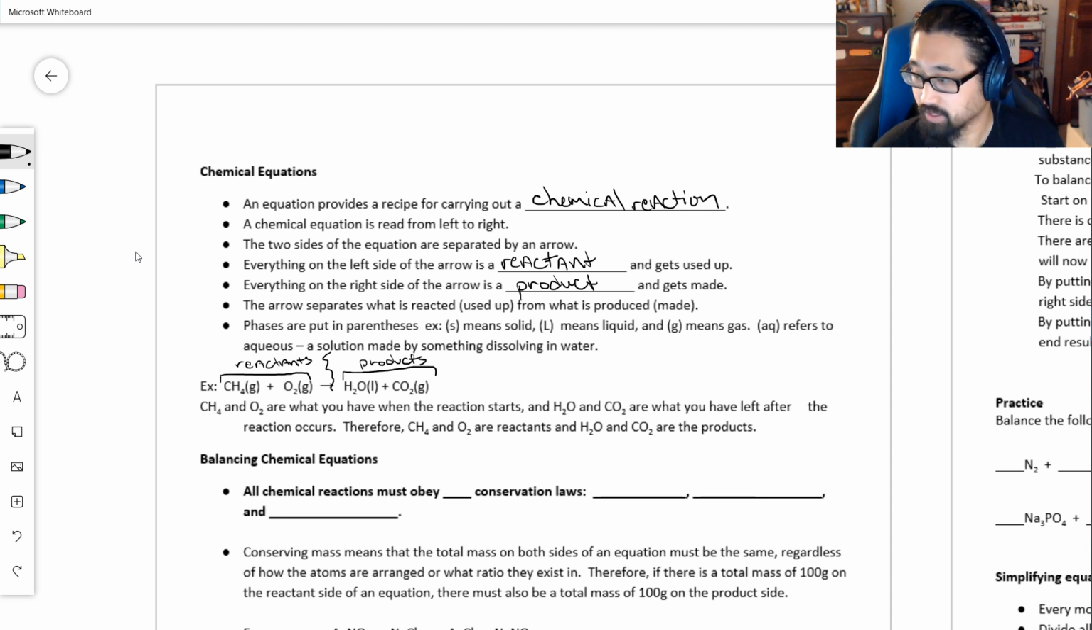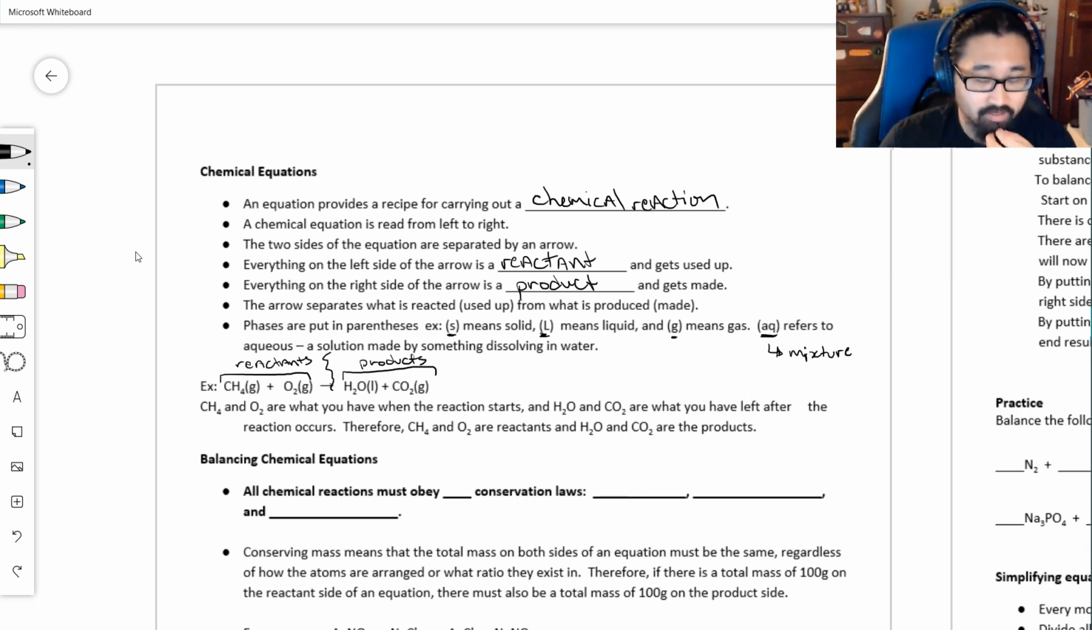Right? The phases are things that we put in parentheses. So S, L, and G, solid, liquid, gas. AQ refers to something dissolved in water. This also implies that what we have is a mixture. All right? So just a note for future reference, because that's a very easy way to tell which of the following is a mixture. If they give you those phases, AQ is automatically a mixture, right?